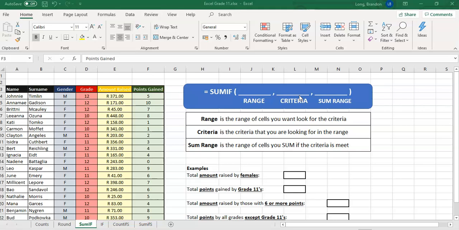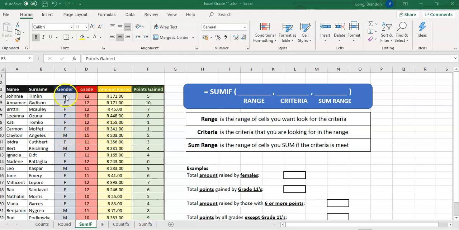Okay, so if you think of it on a piece of paper, the way I look at it, if you wanted to sum all the males and the amount that they raised, to find out the total amount raised by all the males, you wouldn't look at the amount raised first. You would first need to go here to the gender, and if it was a male, you would then move across to the amount raised and add 371, and then you would move back here. Go find the next male. Oh, that one meets my criteria, then you would move across.